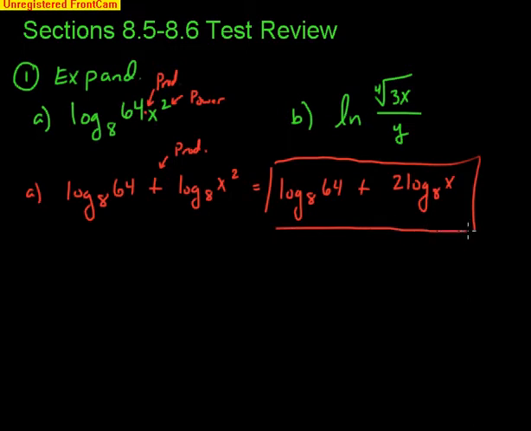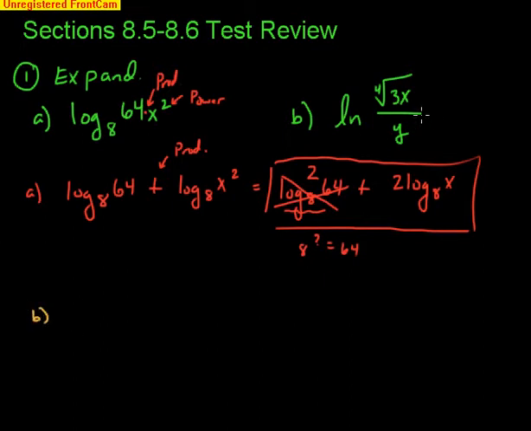Now remember, you should check for bonus on the test. Log base 8 of 64. This is 8 to what power? And I just put it there. It gives you 64. Well, 8 squared gives you 64. So you could also make this entire thing just the 2. So it could be 2 plus 2 log base 8 of x. Either way, you get the right answer.